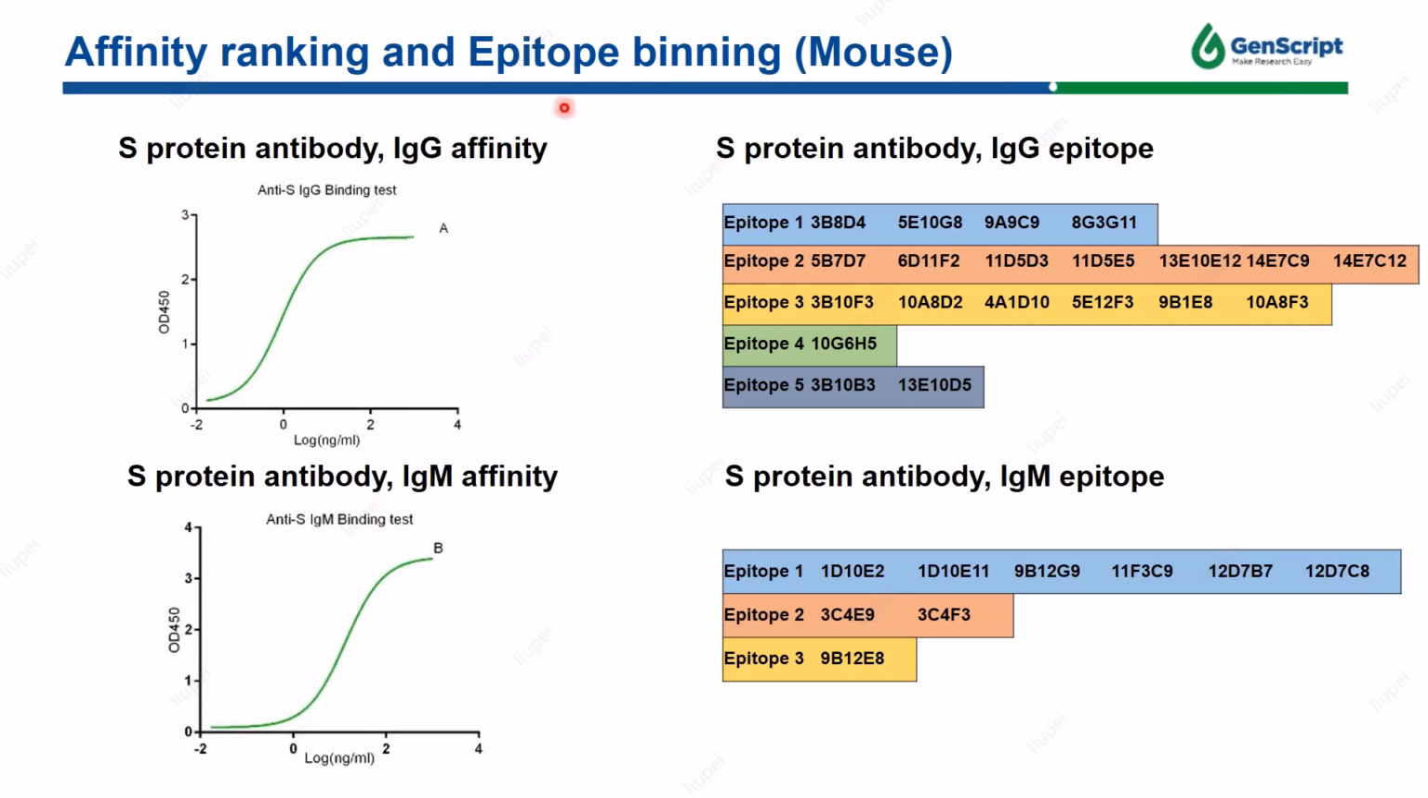Here, these are S protein antibodies from mouse based on the Hybridoma platform. We have got the IgG antibody and the IgM antibody. We have tested the affinity and the epitope. Both IgG and IgM have a higher affinity and diversity.